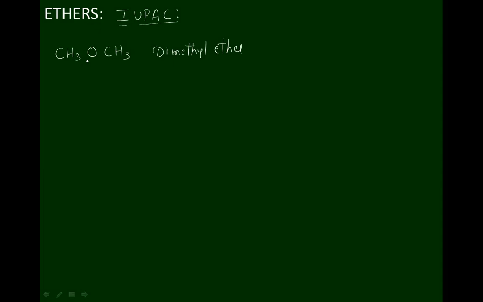When you are providing the IUPAC name, the oxygen atom should be linked with the smaller alkyl group or aryl group, which should be represented as alkoxy. Here the alkyl groups are the same, therefore I will represent it as methoxy methane. Means the smaller group should always link with the oxygen atom.